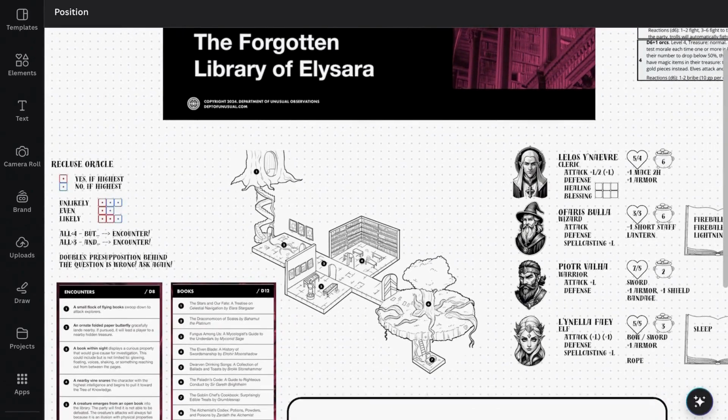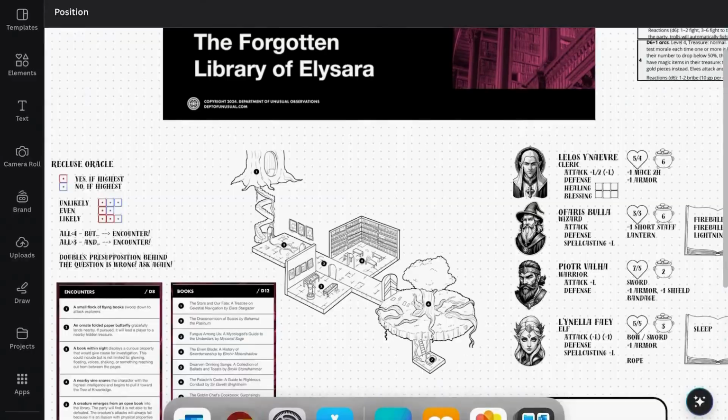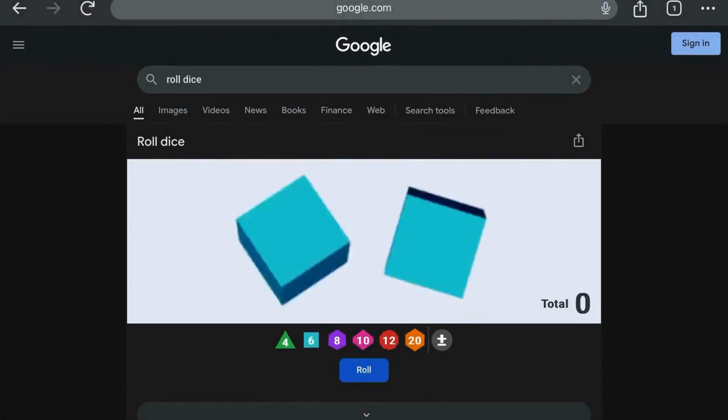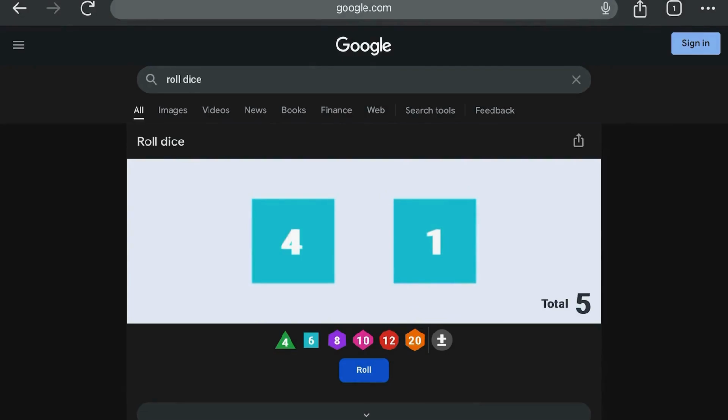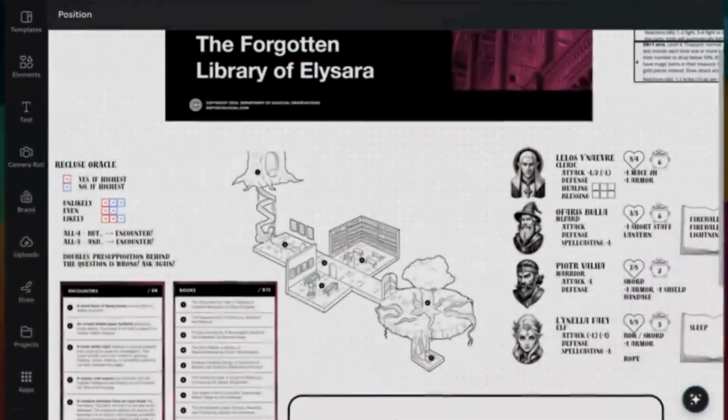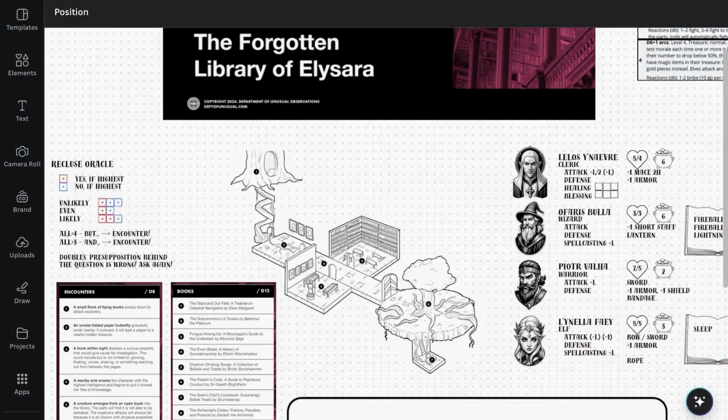My question is an easy thing. Does Lelos find this journal? If yes, yes. If no, Opharis is the other option. So, does Lelos find the journal? First die yes, second die no. Let's see which is the highest. 4-1, okay, yes, and no similarities, so no other things happen. Lelos is the one who found this strange journal.